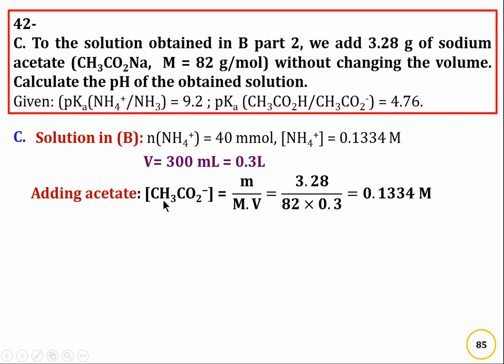The concentration is equal to the initial number of moles divided by the volume, equal to mass divided by molar mass times V, equals 3.28 divided by 82 times the V total, which is 0.3. So the concentration equals 0.1334 molar. So in the new solution at t equals 0, we have NH4+, which is a weak acid, and acetate, which is a weak base, of equal concentrations.